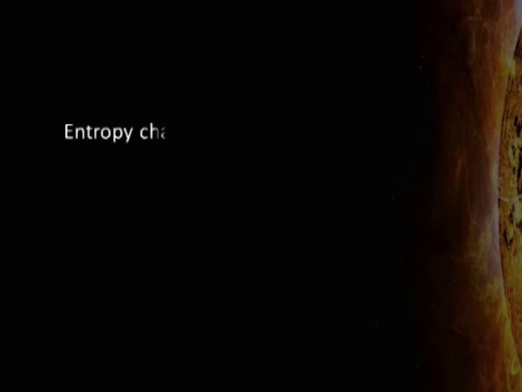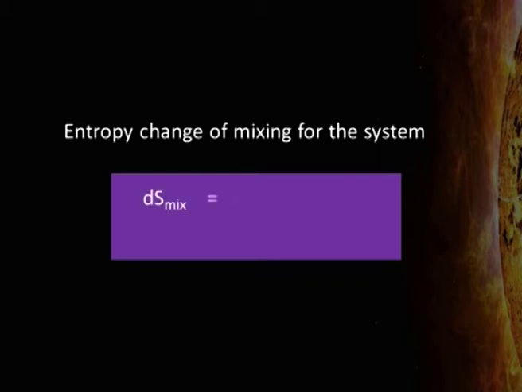Now, entropy change of mixing for the system, we will have dS mixing equal to 83.78 plus 121.24 equal to 205.02 joules per degree Celsius or joules per Kelvin.